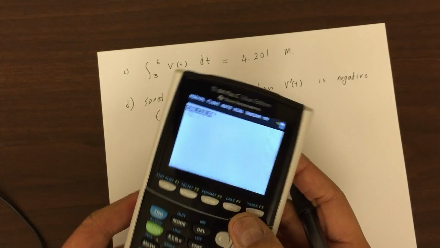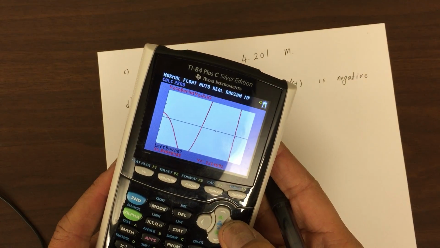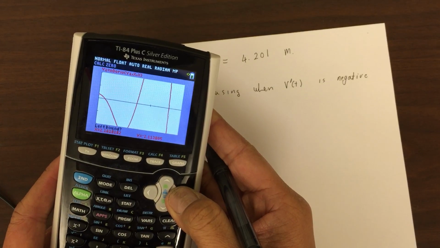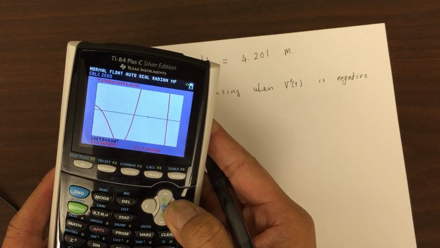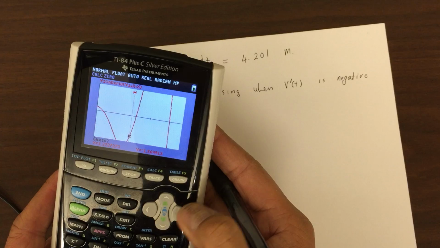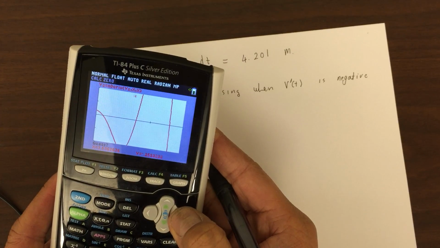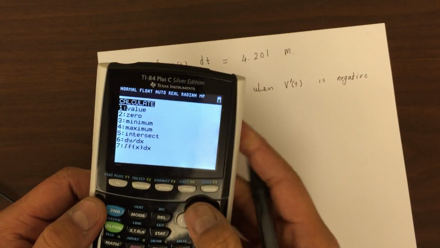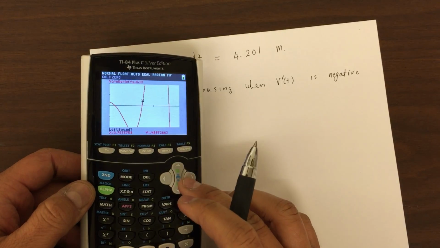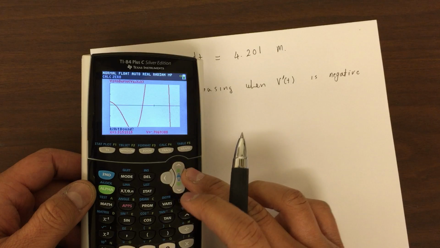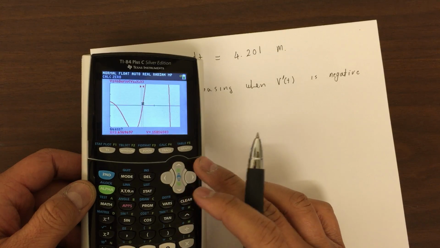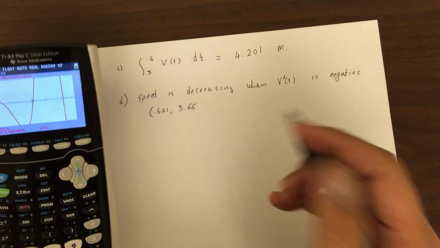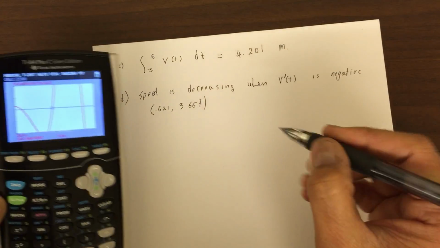Okay, so second, calculate. This is our left bound. Sorry, I think that's going to give us an error. So second, calculate. Try to go fast, but you can't really go fast. Left bound, right bound, hit enter. 3.667. So 3.667, that's what it was.